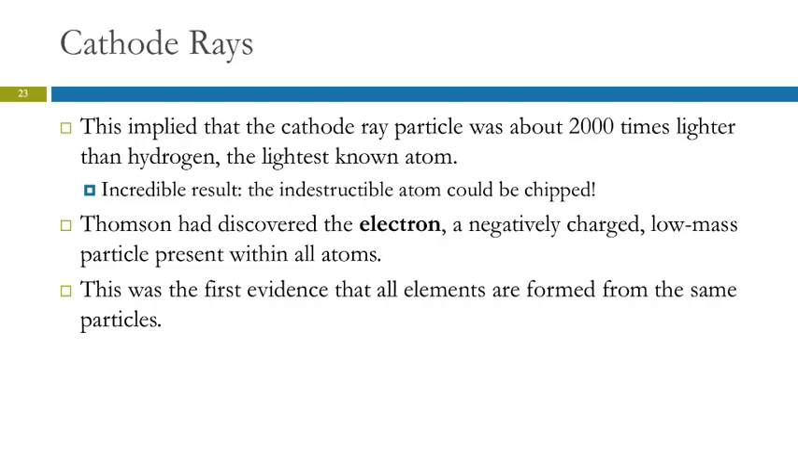So, at this point they're thinking that atoms are the smallest pieces of matter, the smallest pieces you can have. So here he's found something that's smaller than an atom. This was mind-blowing. The indestructible atom can be chipped. You can knock pieces off of it. And what he had discovered were electrons. Electrons are negatively charged particles within atoms. All atoms have electrons, and all the electrons are the same. And they have a very low mass. And so this was the first evidence that all elements are actually made from the same particles.